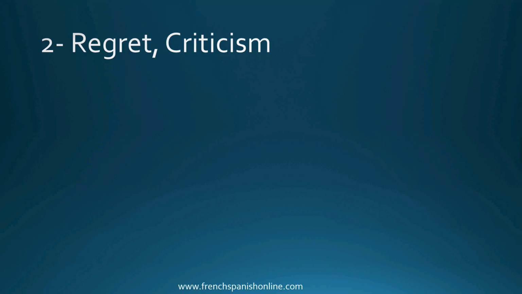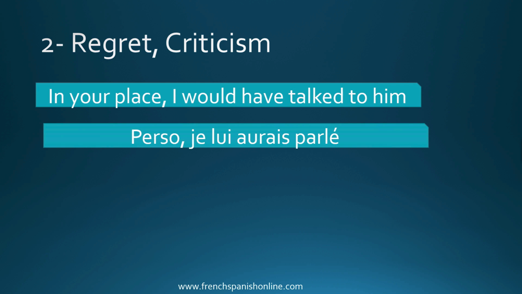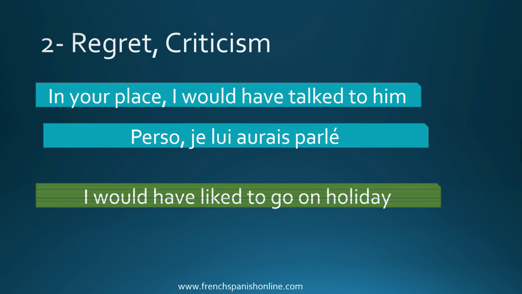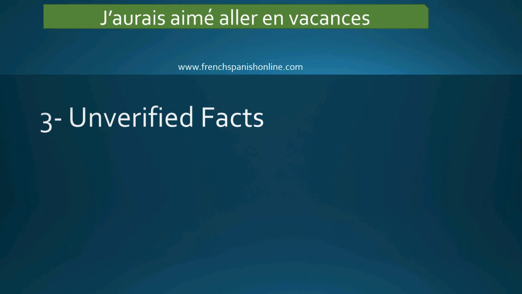To express regret and criticism, it's just to know how to use this mood, because you don't need to learn how to build it, as it's the same thing as in English. In your place, I would have talked to him. So in French, perso, je lui aurais parlé. Instead of perso, you can say à ta place or si j'étais toi or something like that. But what we need to know here is the second part: je lui aurais parlé. I would have liked to go on a holiday, so here this is a regret, because I have no money, so I can't, but I would have liked. So again, j'aurais aimé aller en vacances, mais je n'ai pas d'argent.